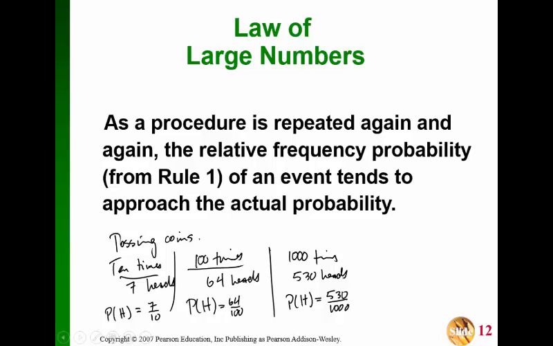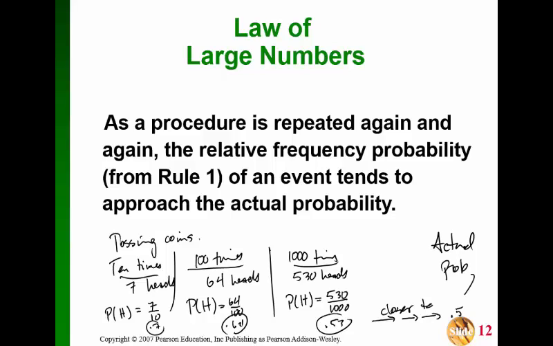Yes. The more times you do this, if you do this 1,000,000 times, you're probably going to be pretty damn close to 0.5. If not exactly 0.5, then it's really, really close to 0.5. So here we got 0.7. Here we got 0.64. Here we got 0.53. You're getting closer and closer to the actual probability, which is the classical probability, yes.